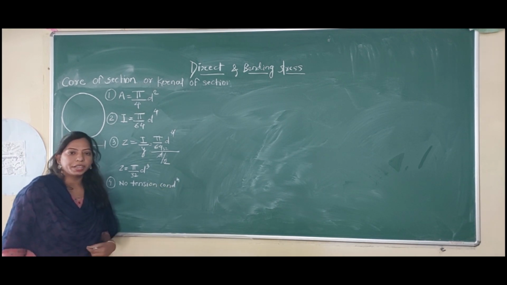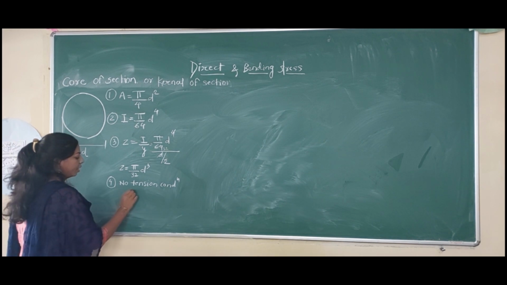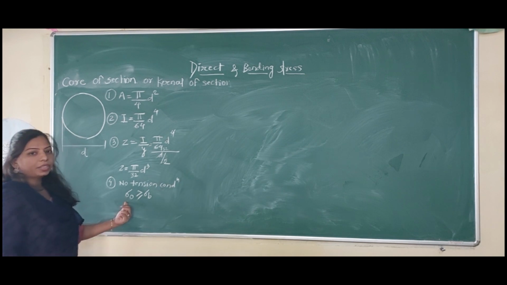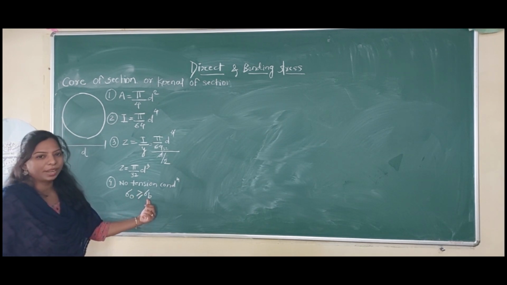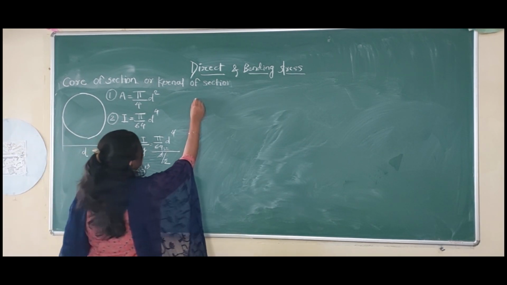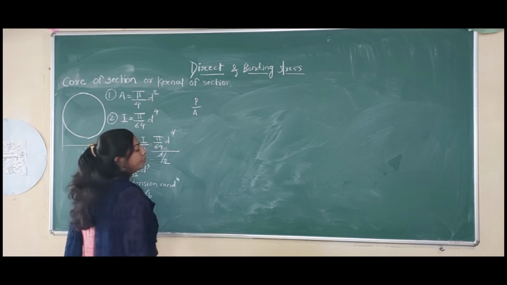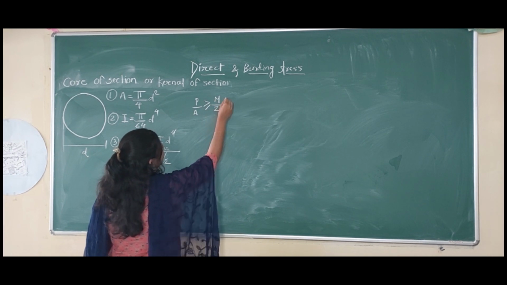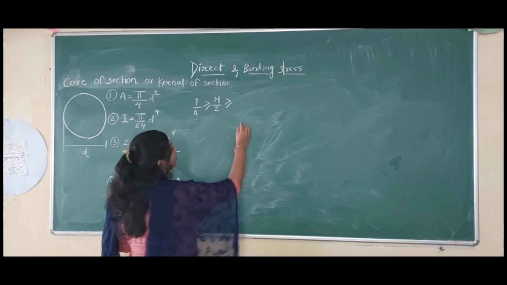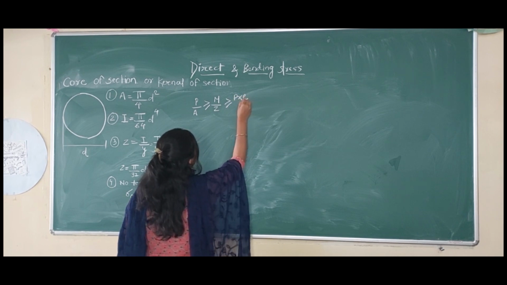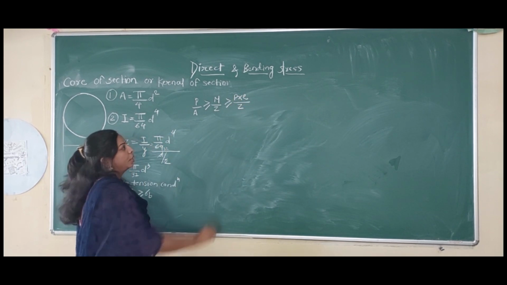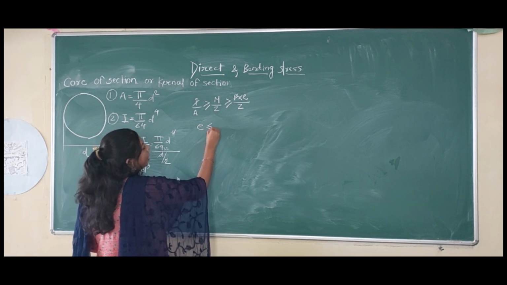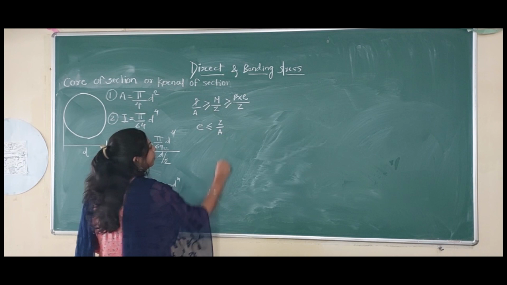For no tension condition, direct stress is greater than or equal to bending stress. We know that direct stress is P upon A and bending stress is M upon Z, where M is equal to P into e. So this P gets cancelled. e should be less than or equal to Z upon A.